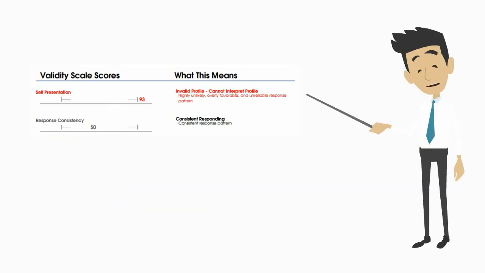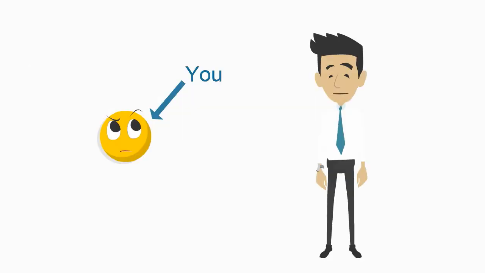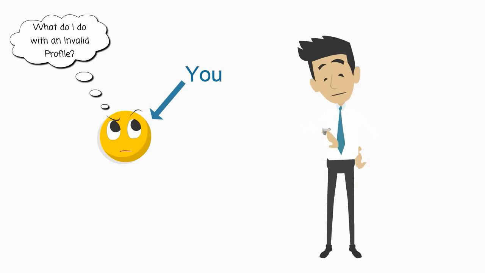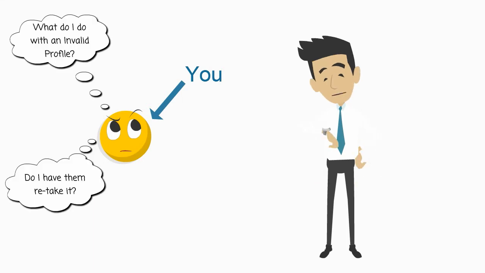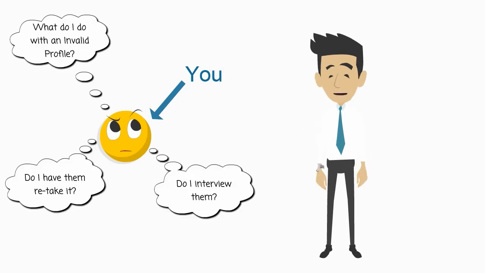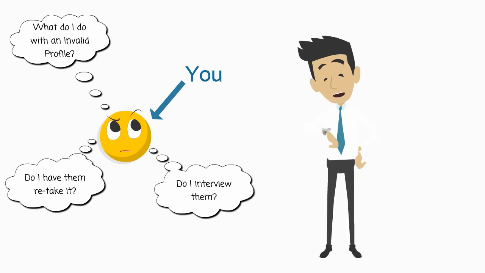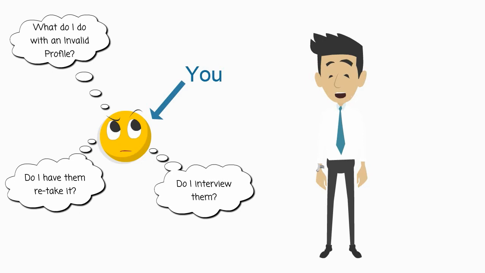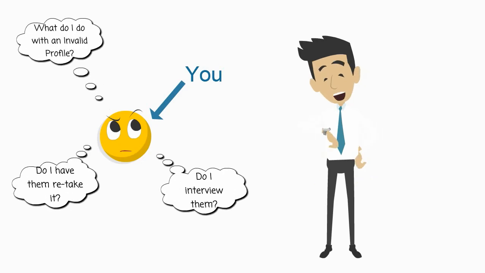So if Bill continues to endorse the majority of those unrealistic statements, his self-presentation score will look like this. You can see it says invalid profile, cannot interpret. I'm guessing that right about this time you have some questions, like, what do I do with an invalid profile? Do I have them retake it? Do I interview this person? What does all of this even mean?